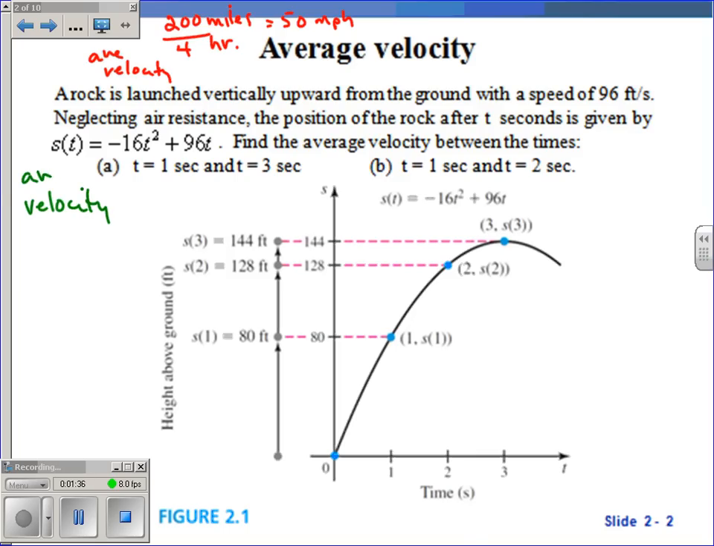This is your average velocity, will be your change in your position, and we'll use this little symbol delta. It's a little triangle looking thing. Delta S, that's your change in your position over your change in time. Now that's the same thing as in this first problem. We want to find the average velocity between when t is 1 and t is 3. Well, that means we want to find s of 3 minus s of 1. That's the change in the position.